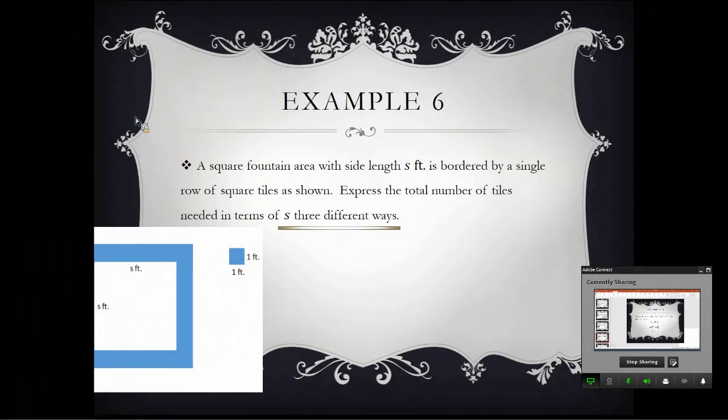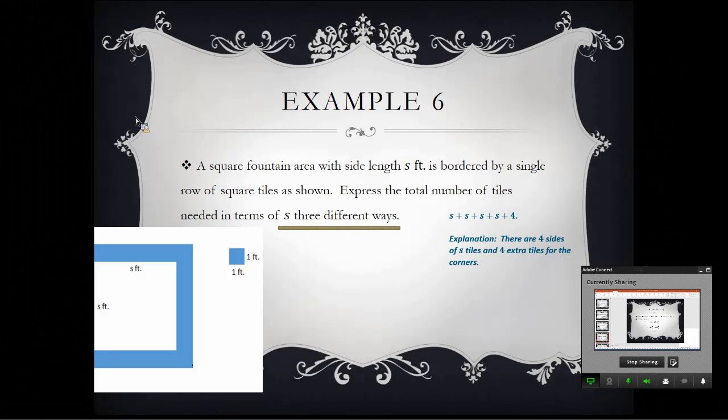So the first way, I could add all the s's together, plus 4. And the reason why we have a 4 is because there has to be a 1 foot by 1 foot tile in each of the corners. So there are 4 sides of s tiles and 4 extra tiles for the corners. The next way, I could write it as 4 times s plus 1. There are 4 groups of s tiles plus 1 corner. So we have 4 sides plus 1 for each corner.